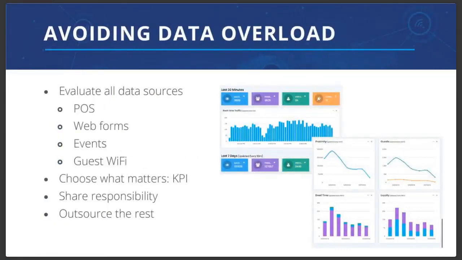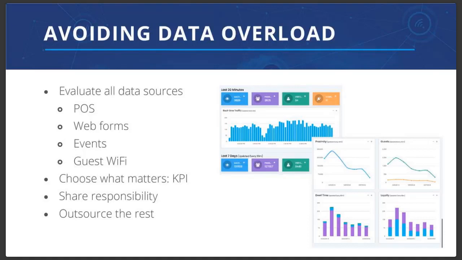Let's say you have all this data that's collected. Maybe you have an omnichannel marketing solution. You have the GoZone, you have a MailChimp. Maybe you even have another way that you're aggregating data. What do you do when you have all this data, and how do you avoid that data overload? Well, first, some of the different methods: point of sale systems, web forms, marketing events, or even an event in your restaurant where you're collecting more information, and of course the guest Wi-Fi.